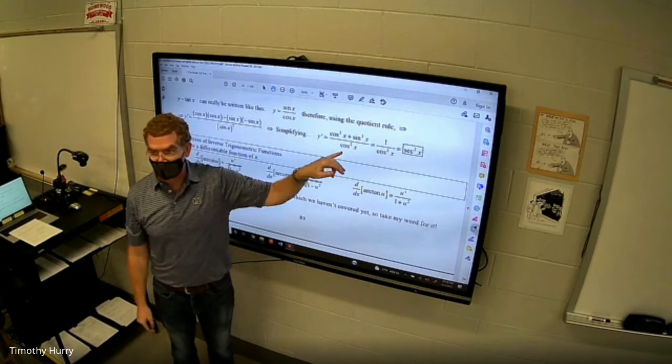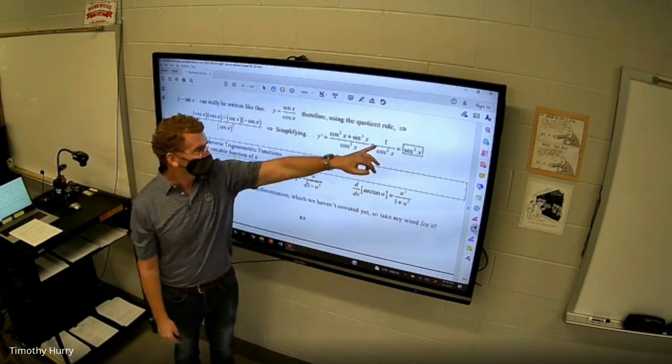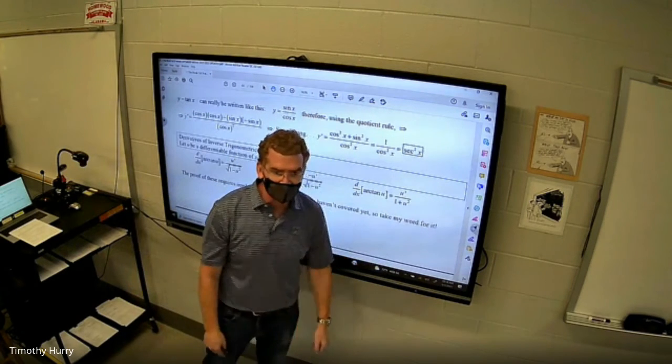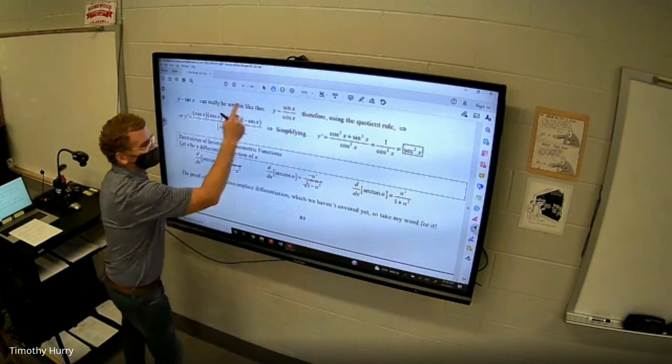That's another trig identity. What is it? 1. And you still have the cosine squared on the bottom. And isn't a cosine squared on the bottom a secant squared on the top? And that's why the derivative of tangent is secant squared.